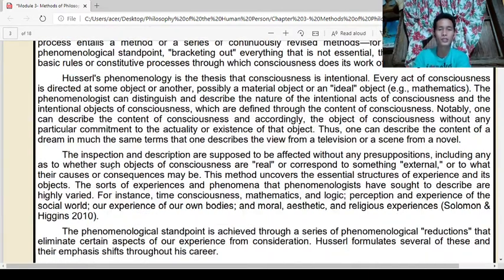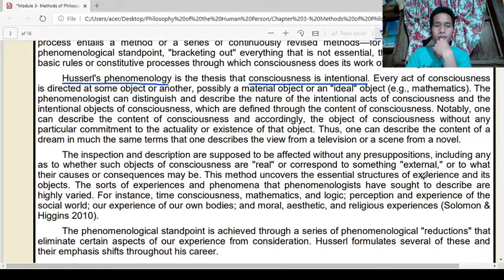Husserl's phenomenology is the thesis that consciousness is intentional. Okay, by discussing Husserl's phenomenology, in short, he believes that consciousness is intentional.